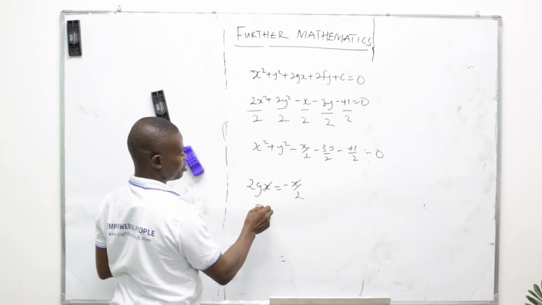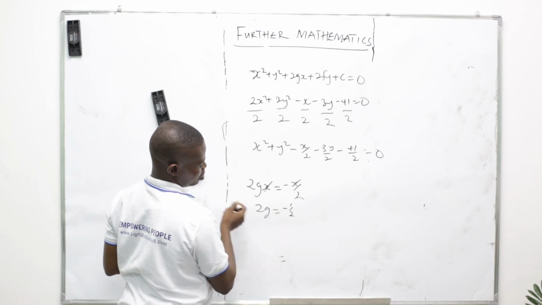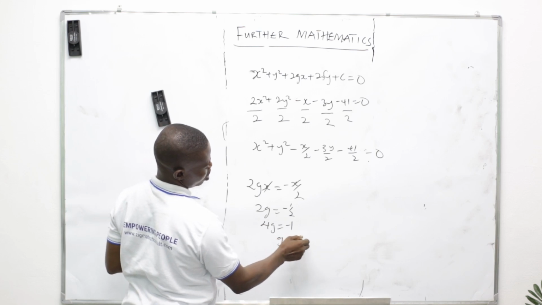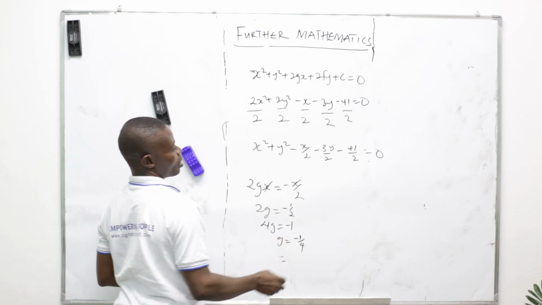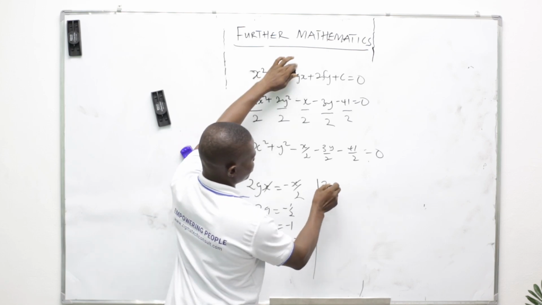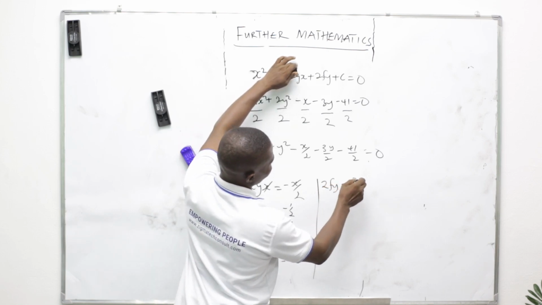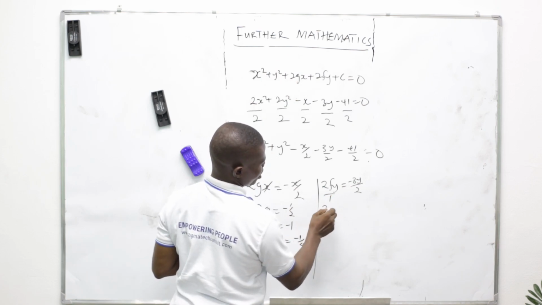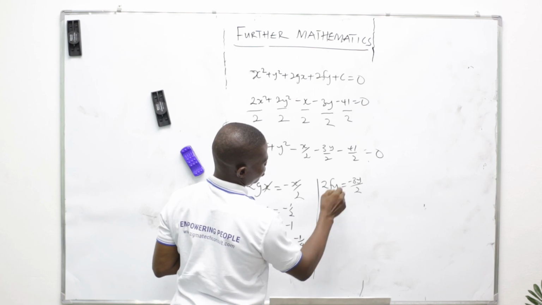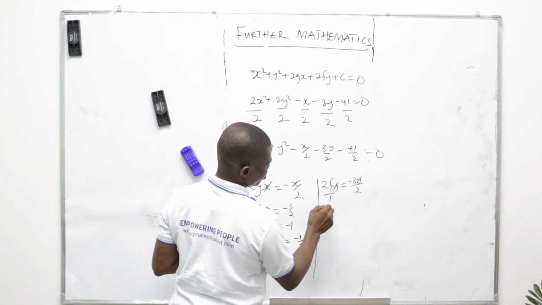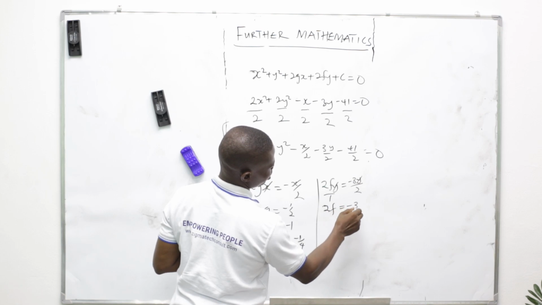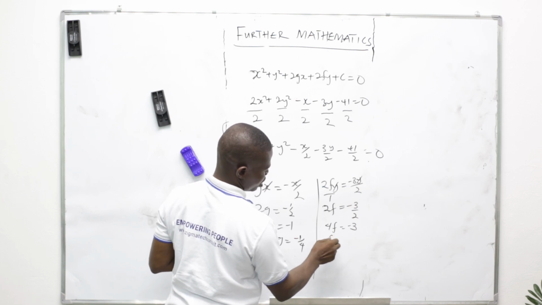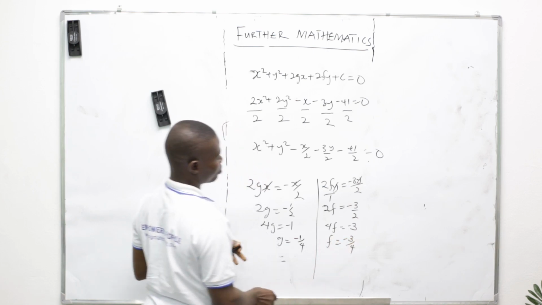so that x will take care of x. 2g equals minus 1 over 2. You cross multiply, 4g equals minus 1. G becomes minus 1 all over 4. Also, by comparison, 2f of y equals minus 3y all over 2. You cross multiply, I have 4f equals minus 3. So F now equals minus 3 all over 4.